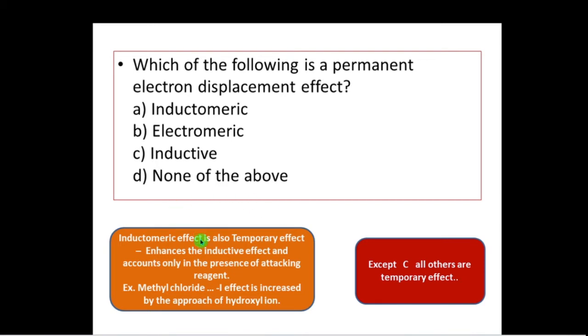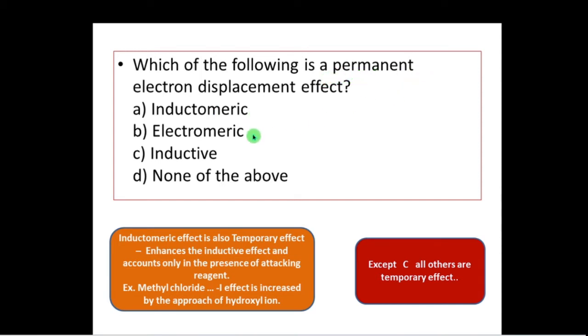So if you talk about methyl chloride, CH3Cl, the attacking group like our OH group is coming over there, in such a way that the chloro group is leaving. So in this case this particular inductomeric effect is taking place, but only in the presence of the hydroxyl ion, so it is a temporary effect. So only a permanent effect can be accepted here.